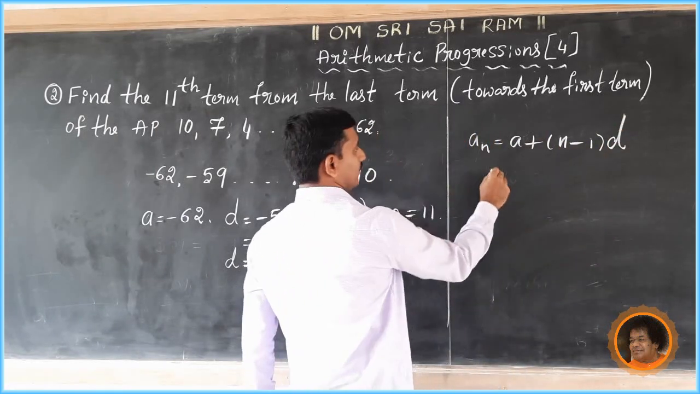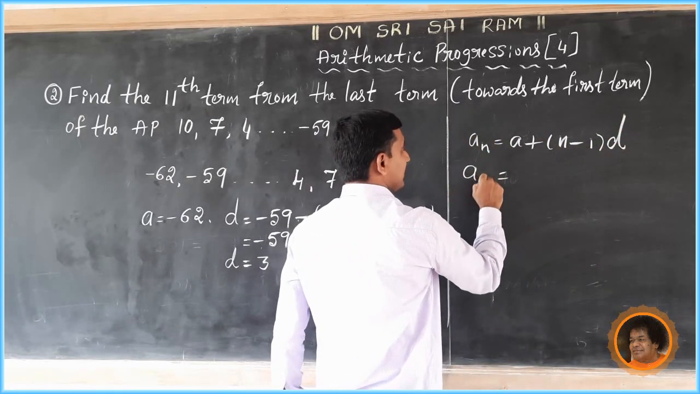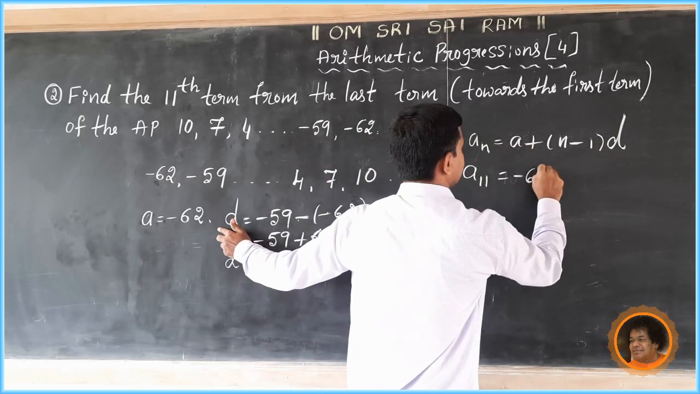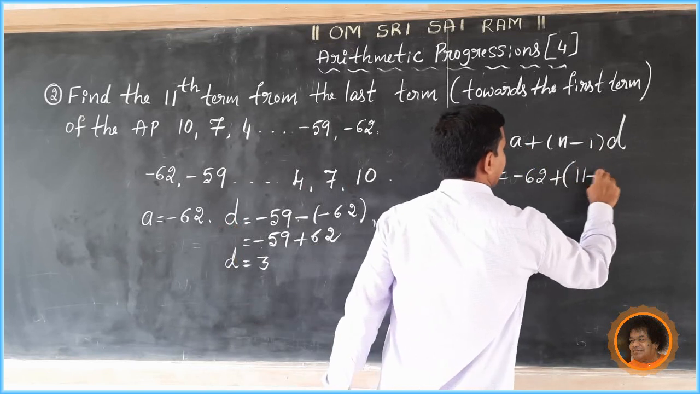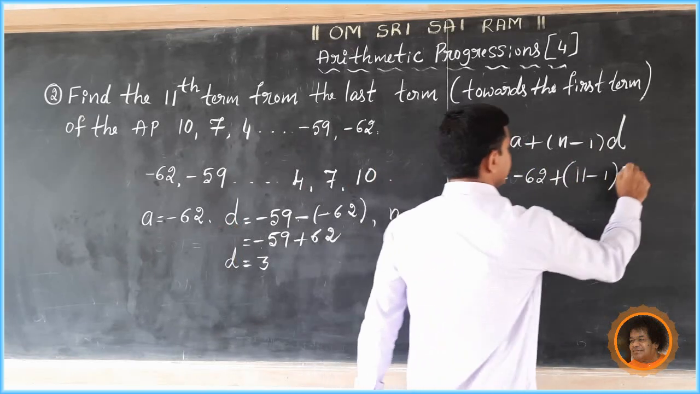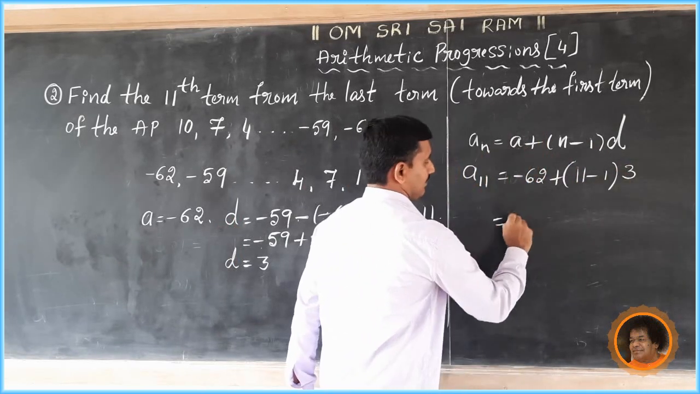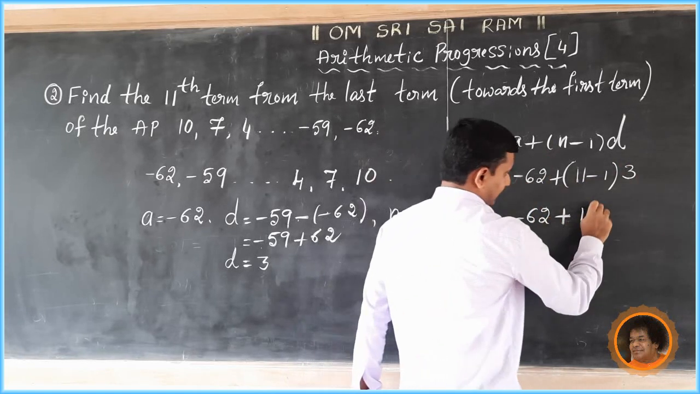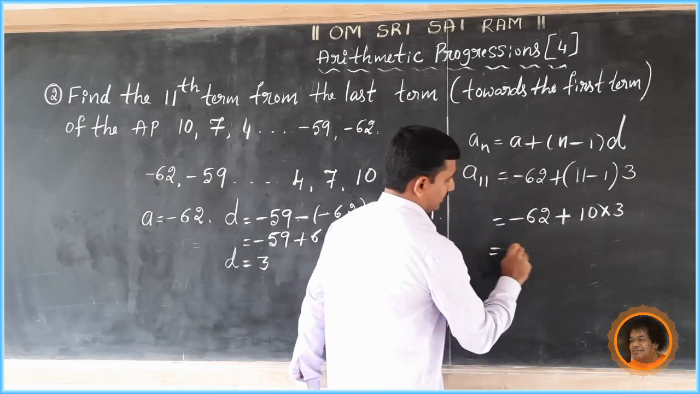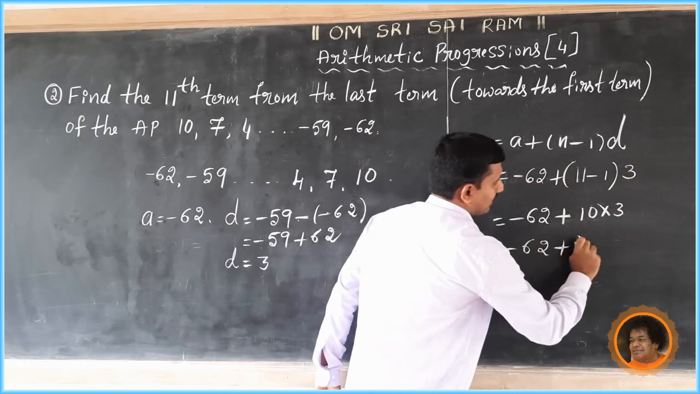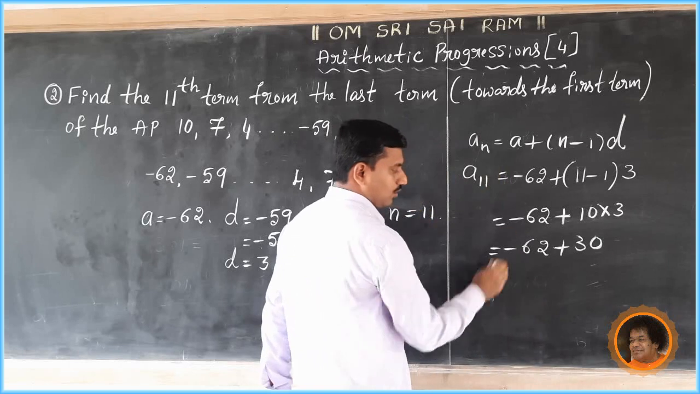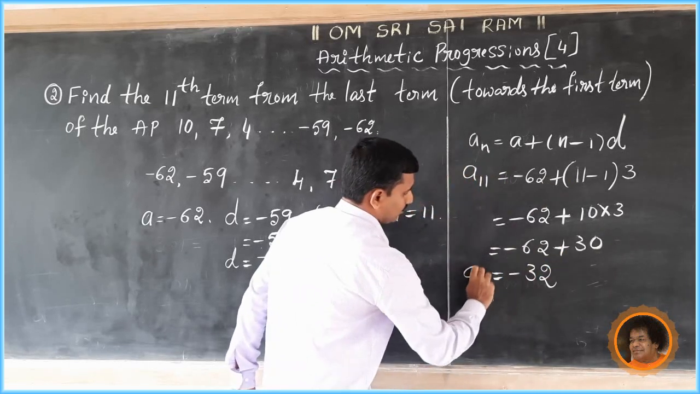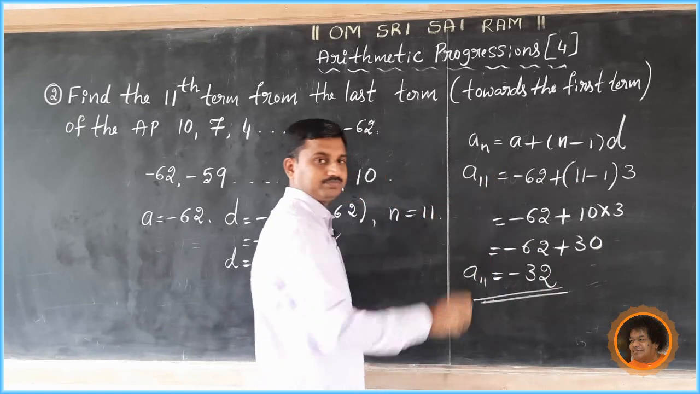Now substitute the value. an means 11th term. So a, first term, minus 62 plus n, 11 minus 1, into d value 3. Now simplify. Minus 62 plus 11 minus 1, 10, into 3. So equal to minus 62 plus 30. So equal to minus 32. So this is the 11th term.